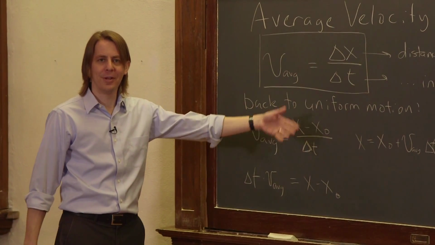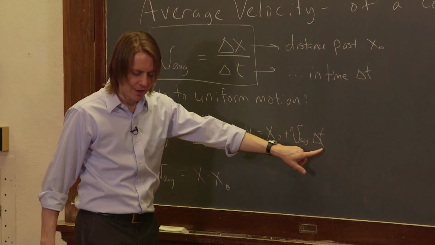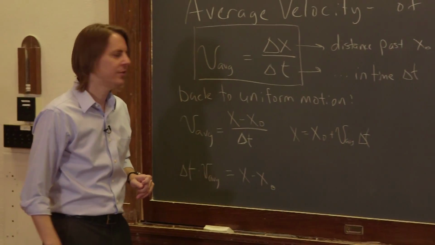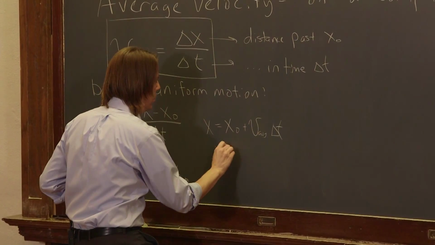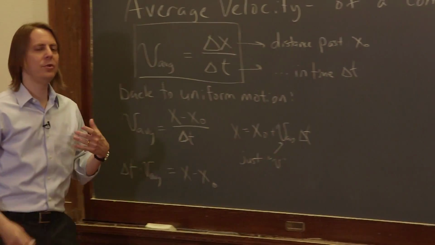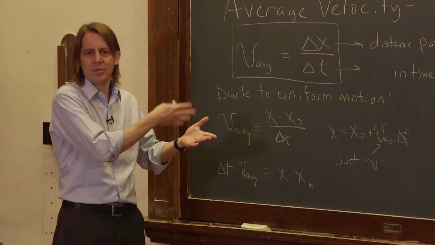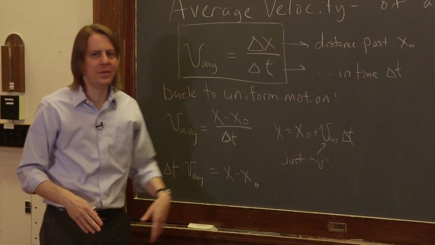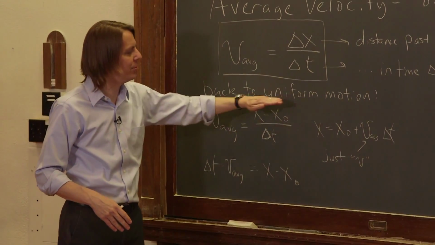Well, that seems kind of familiar. That's what we derived last time, right? Except last time we just called this v, and last time we just called that t. But when you're doing uniform motion, this is just v. When you have uniform motion, constant velocity, it's always equal to its average, right? So that's why we just called that v before. We're doing uniform motion. It was not a complicated trip. It was a simple trip.